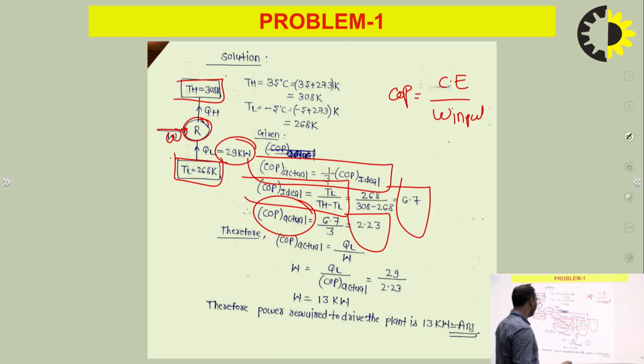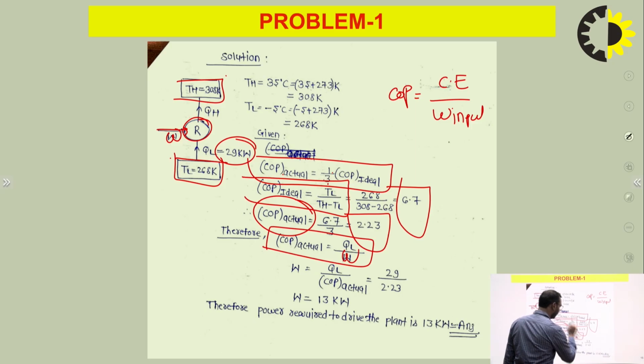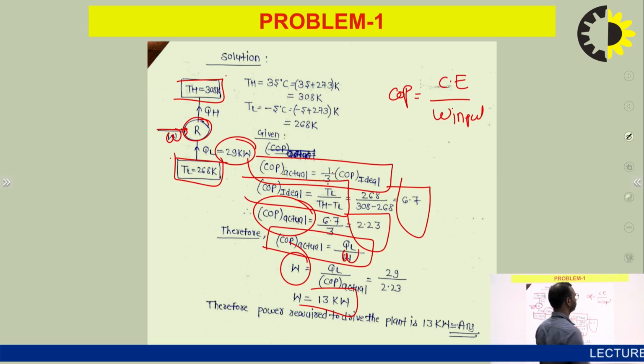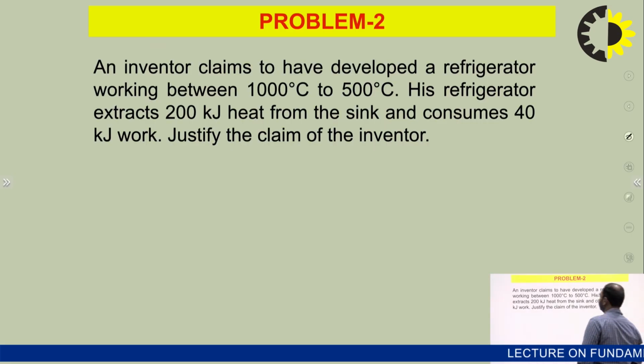Then we know that COP of actual is equal to desired effect upon work input. So from here we can calculate W, and W is equal to 13 kilowatt. Therefore the power required to drive this plant, meaning W, is equal to 13 kilowatt. So this is problem number 2.